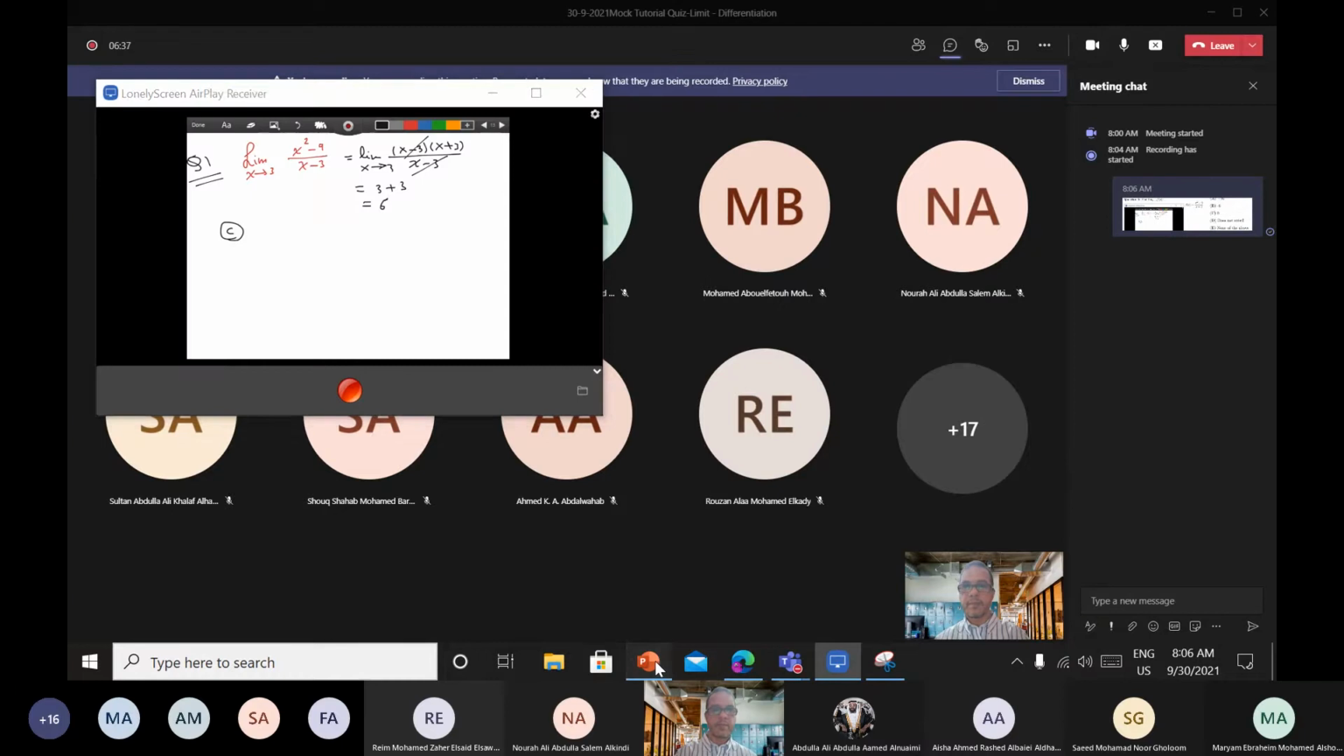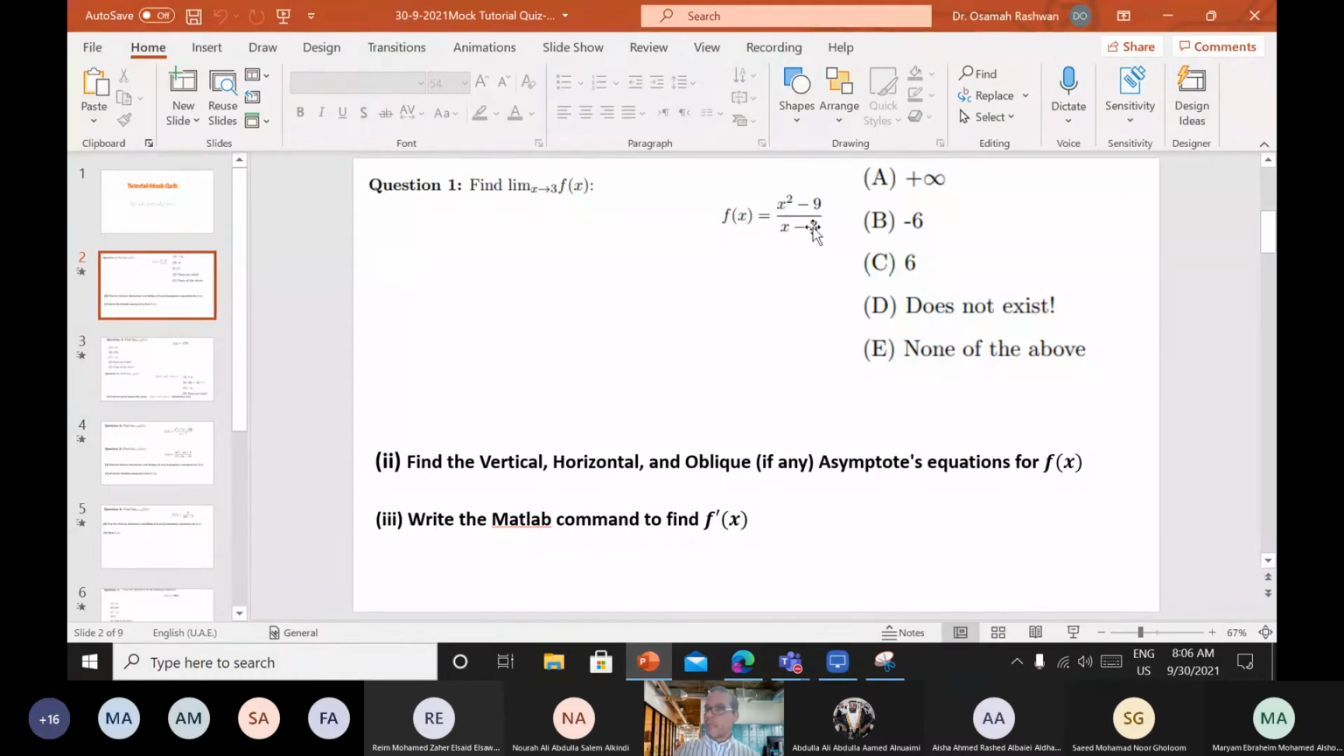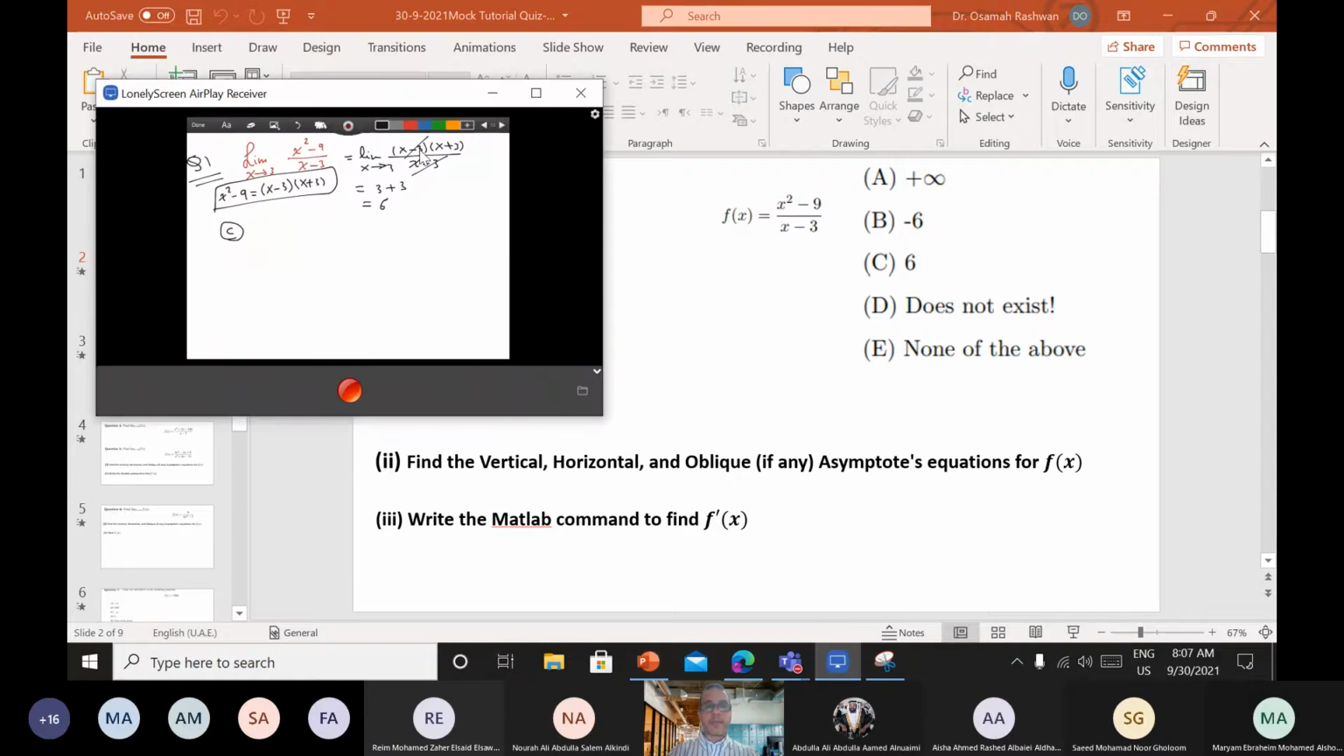Again, to answer this question, you factorize x squared minus 9, which is a difference of squares. So x squared minus 9 can be factorized into x minus 3 times x plus 3. This is the main point here. When you factorize this one, you cancel out this x minus 3 with x minus 3, so you end up with x plus 3. When you substitute x equal to 3, you have 3 plus 3, so it is 6. So the right answer is C.